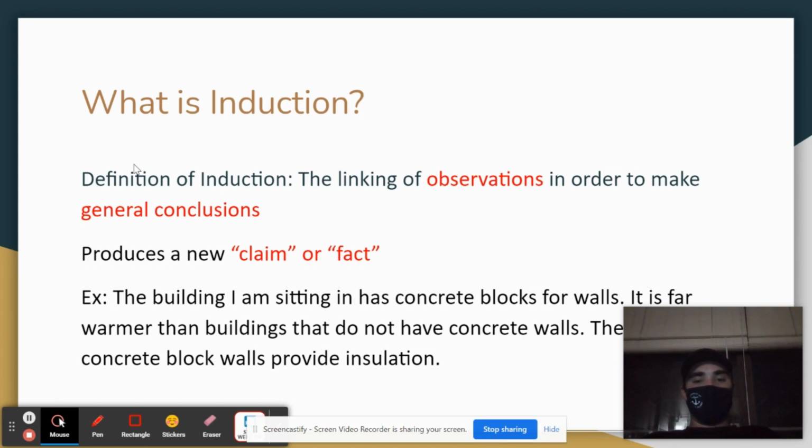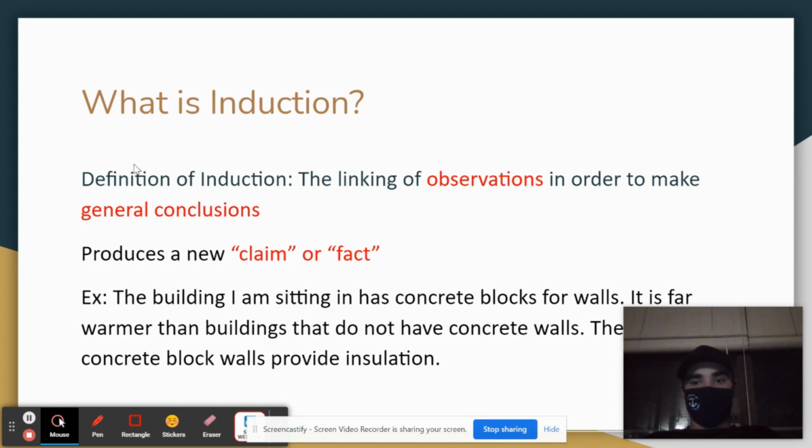Observations are the key to all of this, but you have to really understand what an observation is, what makes it good. Now, an observation, in short, is basically just something that you perceive with the five senses, whether that's a smell, a sight, a hearing, a taste, or a feeling, anything like that. That's a very good observation.